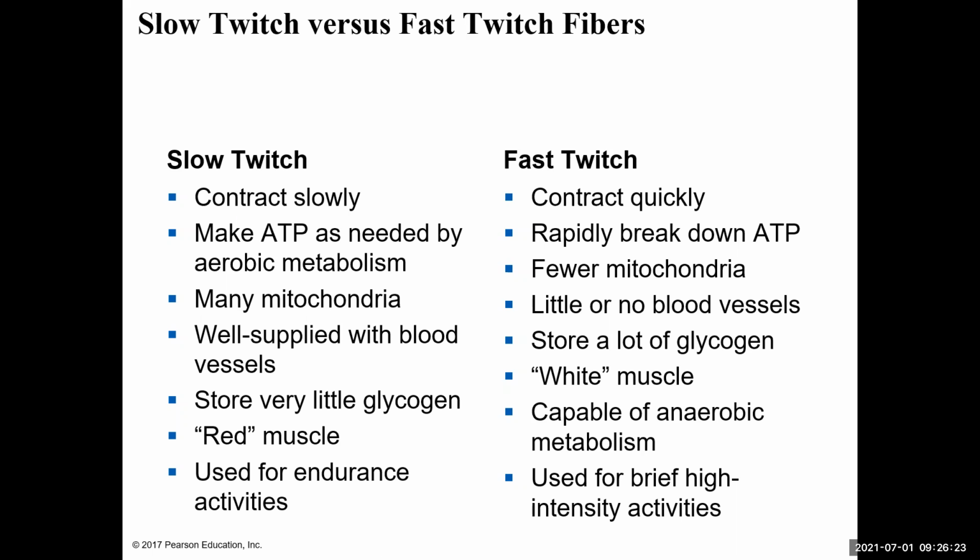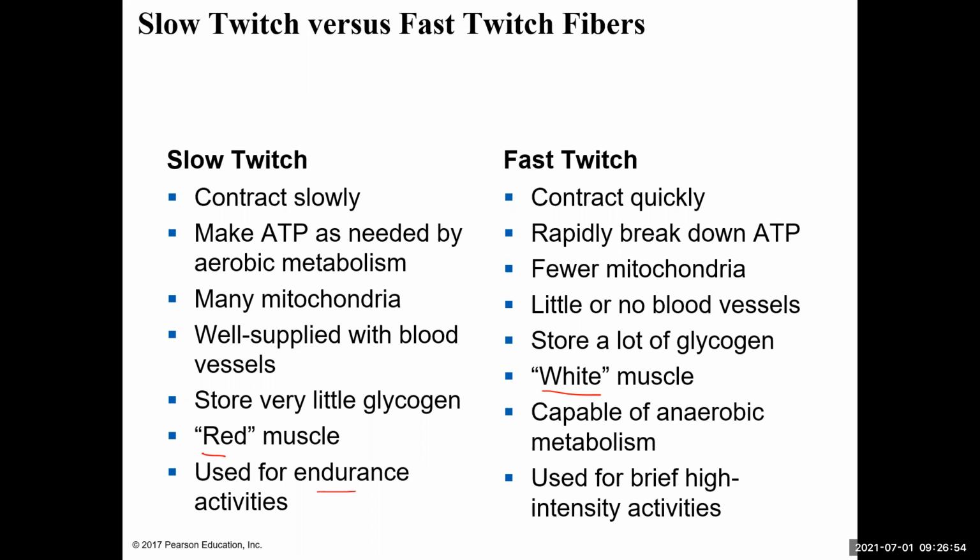Now, within our muscles, we can have different types of muscle fibers. These are known as slow twitch and fast twitch muscle fibers. You've probably also heard of them being referred to as red muscle and white muscle. Basically, your slow twitch fibers, they contract slowly. And the muscles are really good for endurance activities.